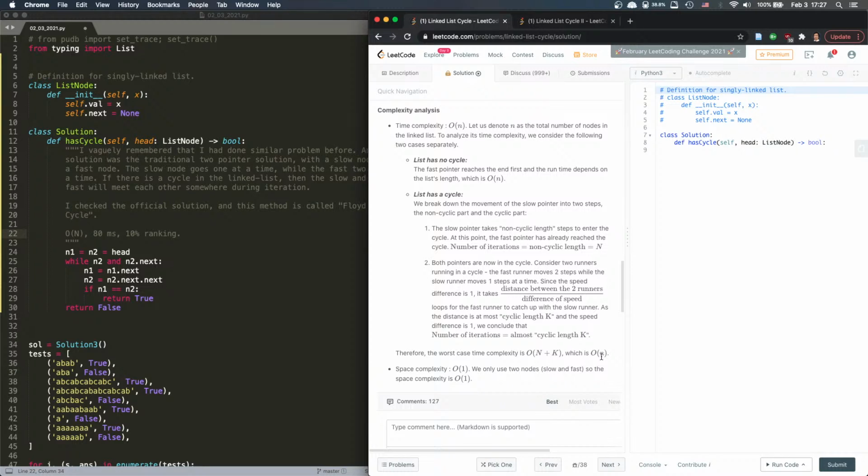It's n plus k because you have to take into consideration that you have to go into the circle. I mean, it's actually quite complicated, I think. I should analyze the runtime. But let's just treat it as O(n). It feels like O(n), so probably it is O(n).